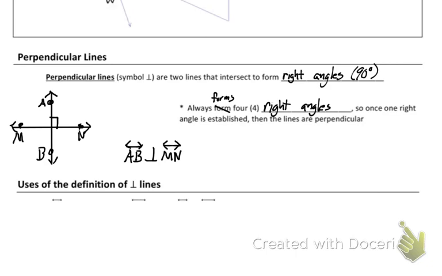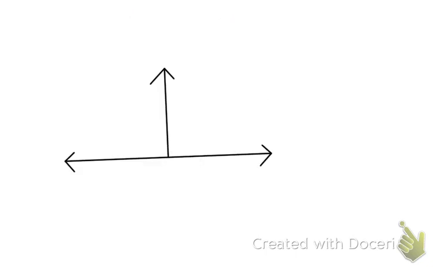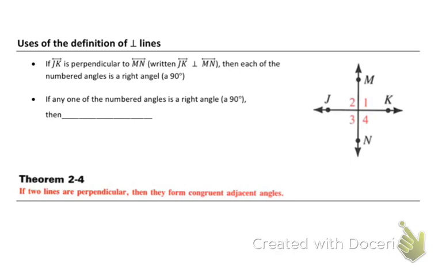All right, just some uses and definitions of perpendicular lines. There's a picture still. If JK is perpendicular to MN, written with symbols, then each of the numbered angles is a right angle. So 1, 2, 3, and 4 are all right angles. As soon as you read perpendicular, you know all of those are right angles. So perpendicular means boom, boom, boom, boom. Which also means as soon as you see 2 right angles and one of these boxes drawn, all 4 of them are, and it's perpendicular.